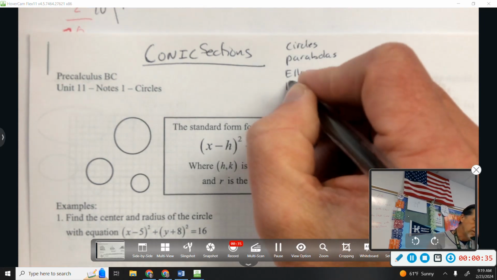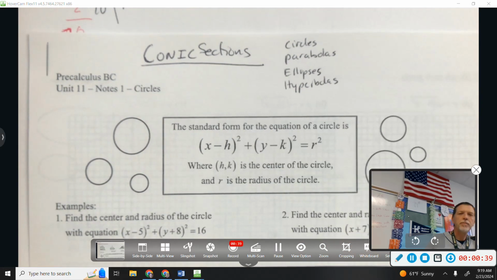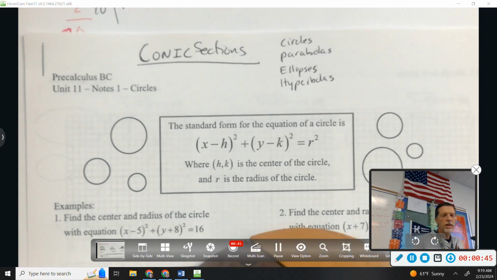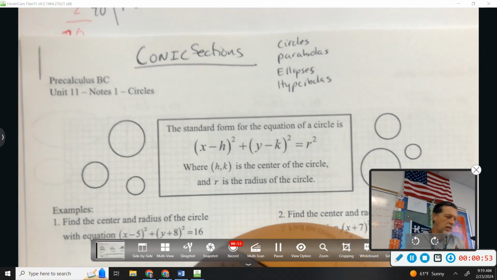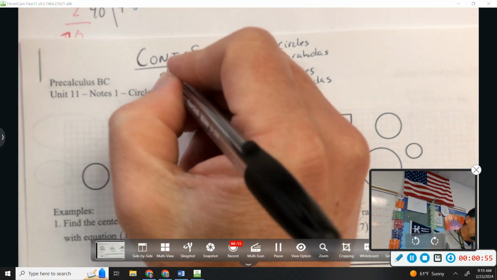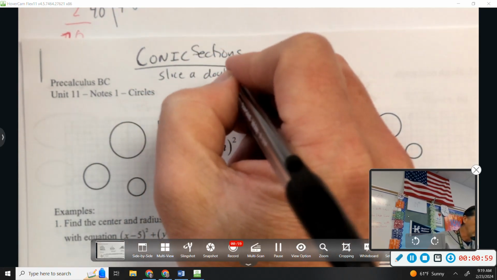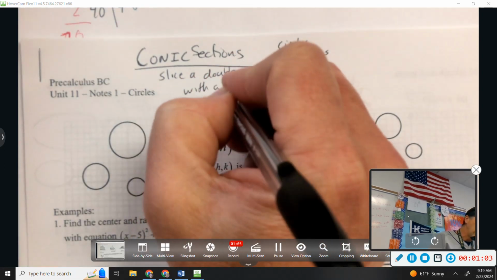Circles, parabolas, ellipses, and hyperbolas. Circles today, it's the easiest one. But why they get their name, or how they get their name of conic sections, shh, you guys are excited for a Friday. These are the different shapes you can get when you slice a cone, and actually it's a double cone, so be careful. A double cone with a plane.